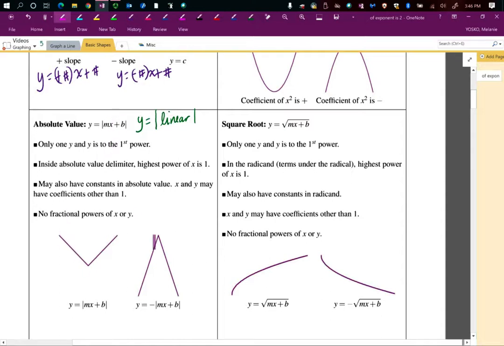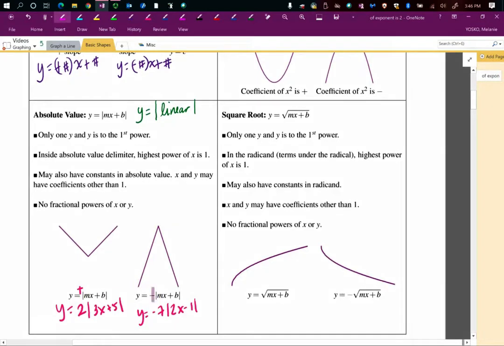Now, no fractional powers either. This makes a V. It opens up if there is a plus outside of that absolute value bar. So y equals 2 times the absolute value of 3x plus 5 opens up. A negative coefficient would open down. So it doesn't just have to be a negative, it has to be a negative number or a positive number. The coefficient of the absolute value is positive or negative. It tells you which direction it opens.